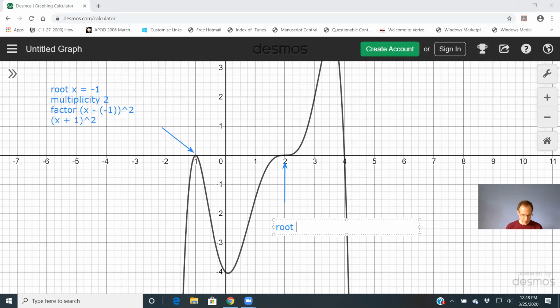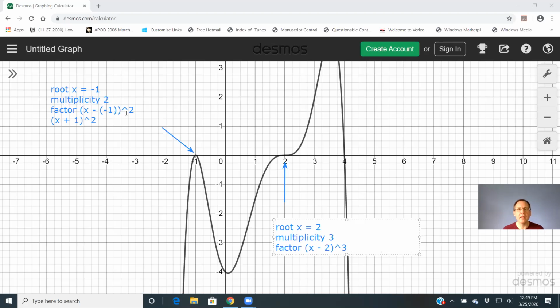So there's a root x equals +2. And if you zoom in closely, it looks like a cubic function, right? So this has multiplicity 3. That means the factor that that root came from was (x minus 2) cubed.